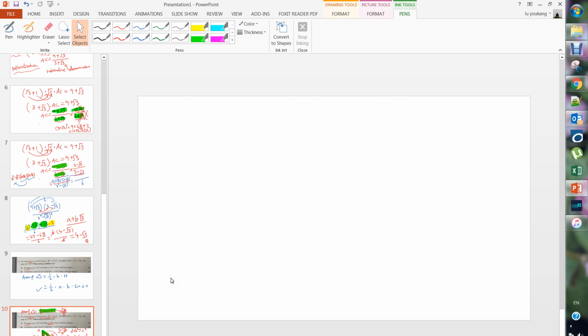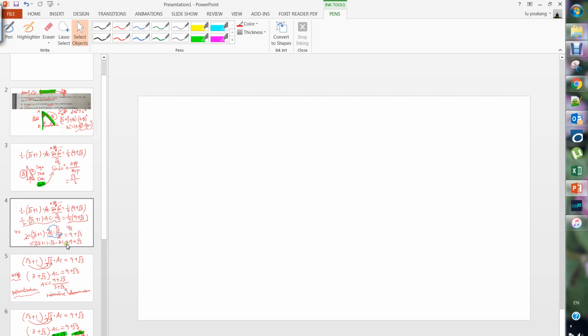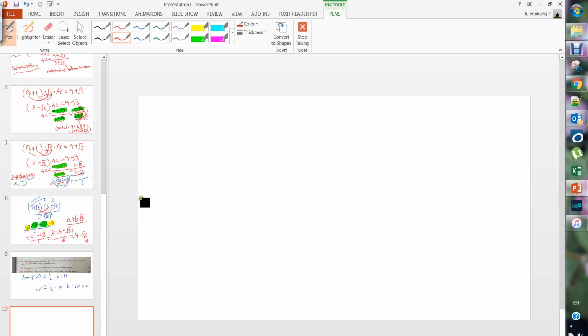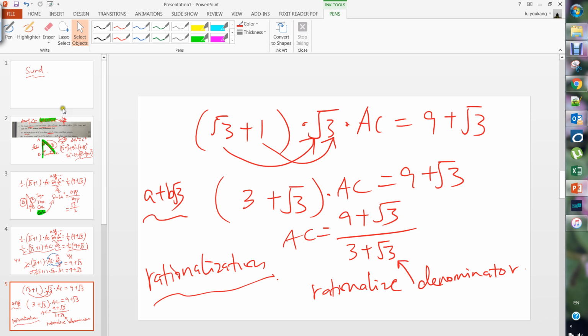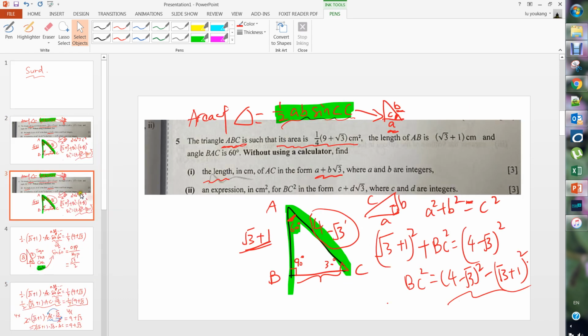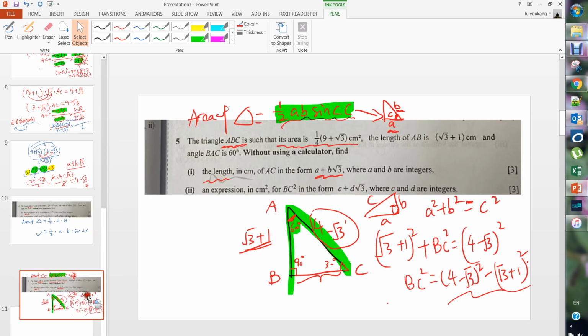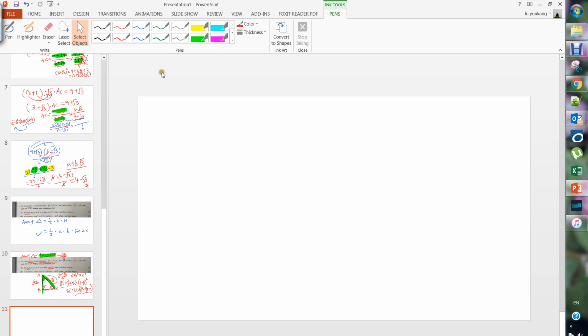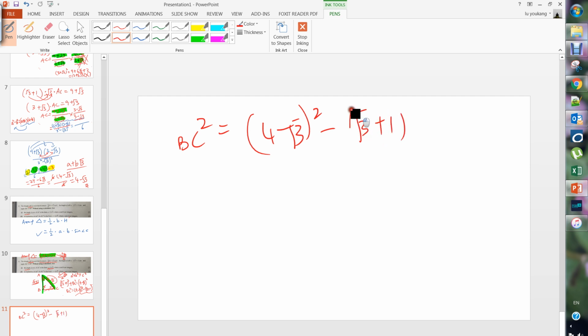So before I figure this out, I need to erase this, and let me copy this back. So I have... it seems like I need to duplicate this slide and then drag it to this so that I can see it. So my BC square is equal to 4 minus square root 3 square minus square root 3 plus 1 square.